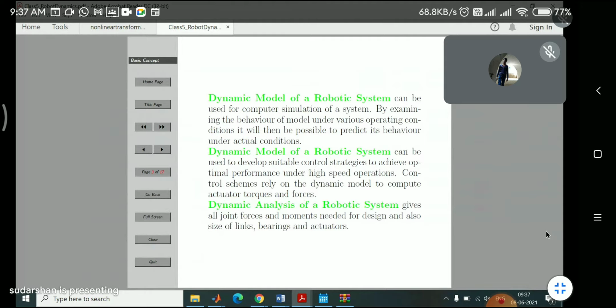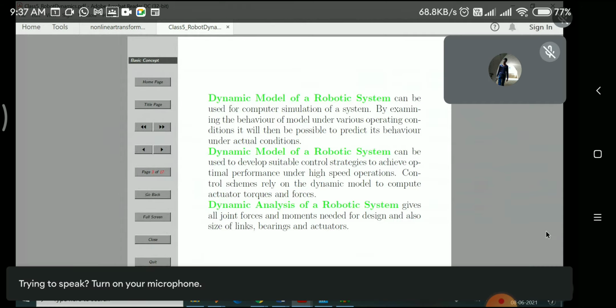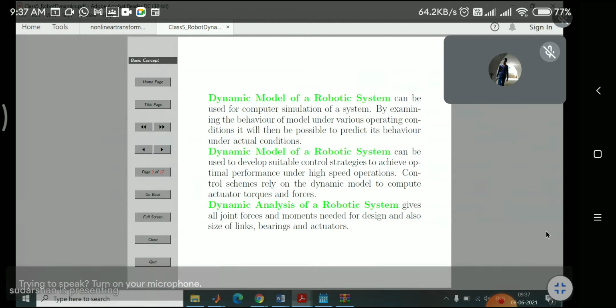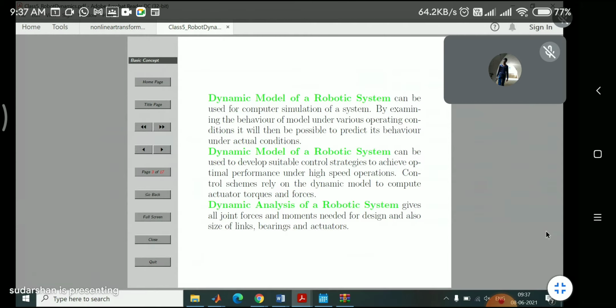So why do we want to do dynamic modeling of a robotic system? What is the use? It can be used for computer simulation of the system. Once we have the mathematical model, we can implement those equations in MATLAB, then apply whatever signals, force signals, then see the response: how the position is changing, how the velocity is changing. This kind of simulation we can do on the computer.